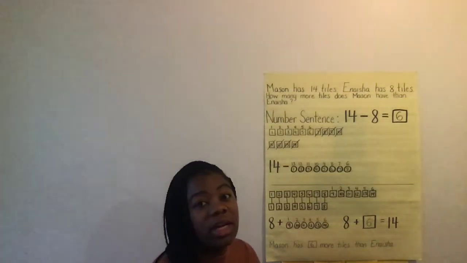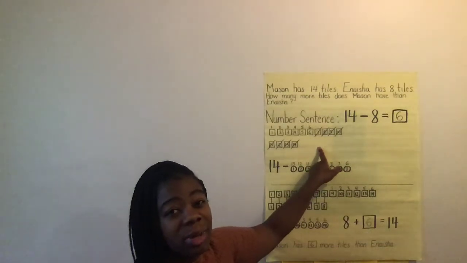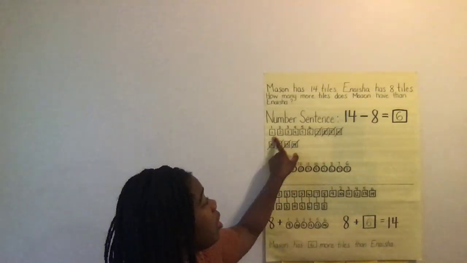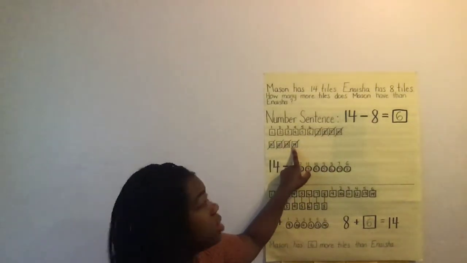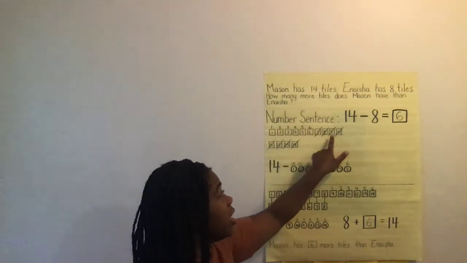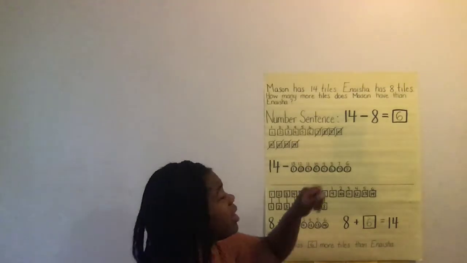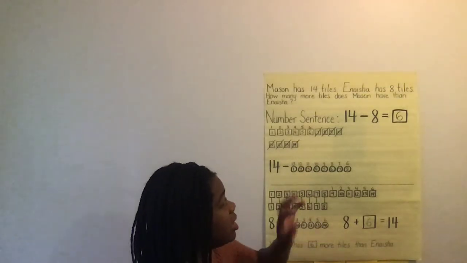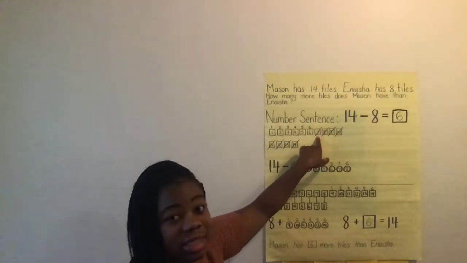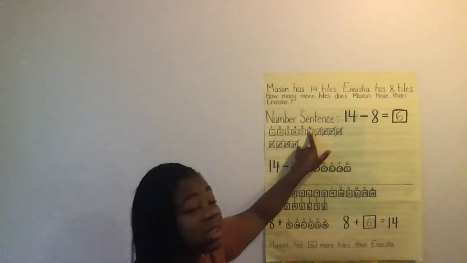So for the first strategy, this is our simplest strategy, and some of our babies still use this, but a lot of our babies don't, but I wanted to highlight it just in case. It's drawing 14 tiles. So as you can see, I have 14 here. 1, 2, 3, 4, 5, 6, 7, 8, 9, 10, 11, 12, 13, 14. And then crossing out 8, the 8 that Enasia had. 1, 2, 3, 4, 5, 6, 7, 8. And then counting what's left, we see 1, 2, 3, 4, 5, 6 left.